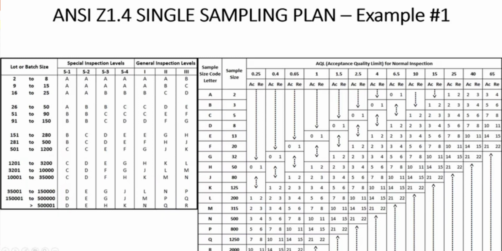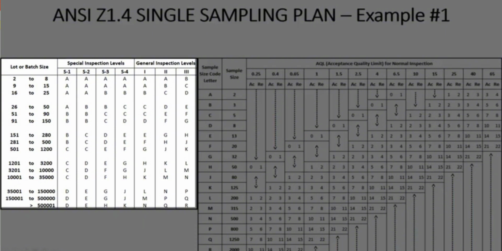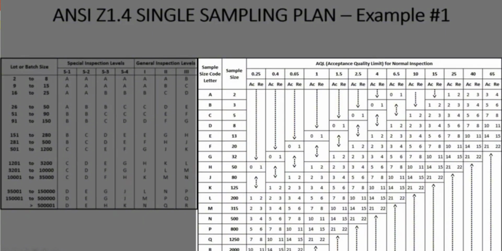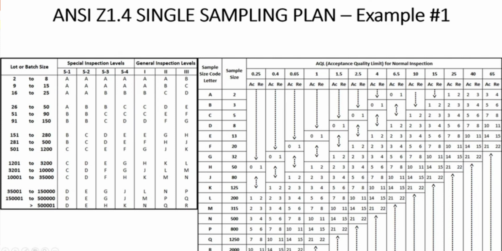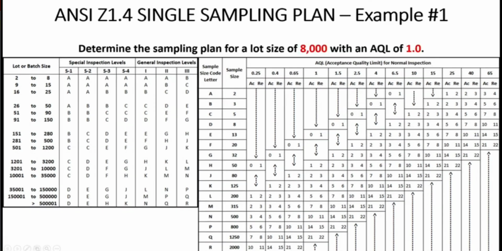All right, so let's get into this and talk about the ANSI Z1.4 standard. I want to use an example to help you understand the standard. There are actually two tables here. The first one on the left is called the sample size code letter table, and the table on the right helps you translate your sample size code and your AQL into a sampling plan. So let's do this example. We have a lot size of 8,000 pieces and an AQL of 1.0. Let's talk about what that sampling plan would look like.